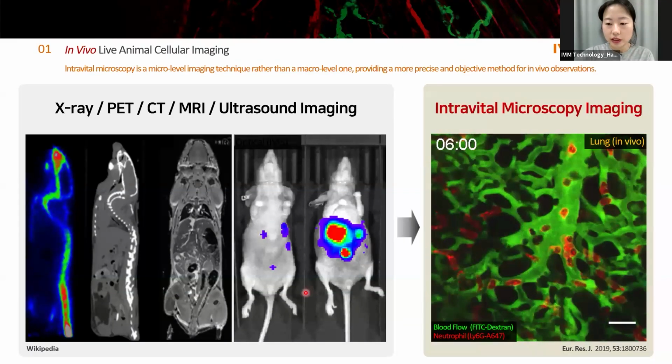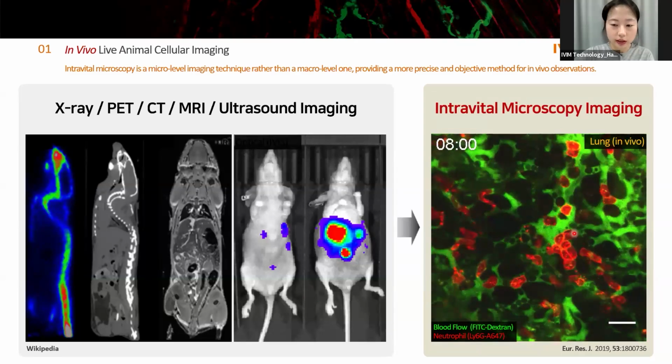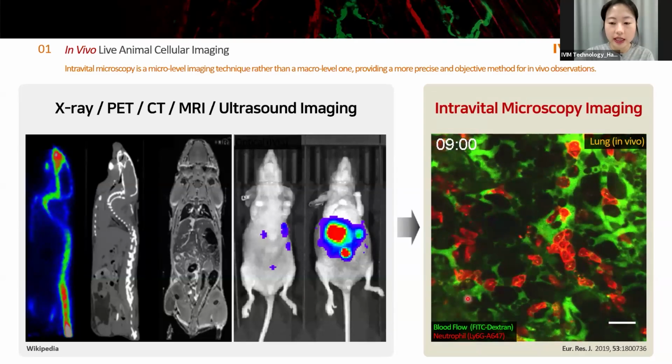So it allows researchers to continuously monitor drug distribution, cellular interactions, immune responses, and disease progression directly within a living subject. So this unique combination of cellular resolution and real-time tracking provides a more accurate and physiologically relevant understanding of biological processes.